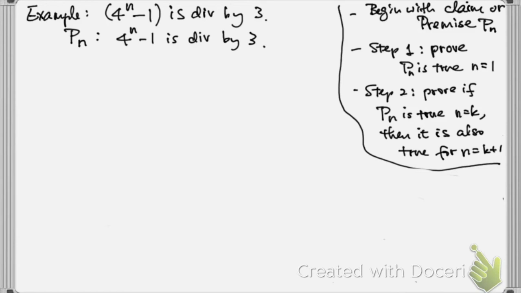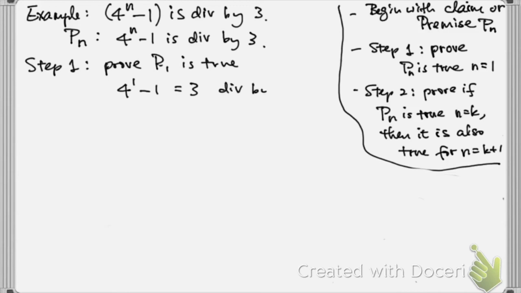So what are the steps? There are two steps. Step 1, as indicated to the right, is to prove that p sub n is true when n is equal to 1. Well, is it true when n is equal to 1? Well, let's see, 4 to the power of 1 minus 1, that is equal to 3. And obviously, that is divisible by 3. So therefore, p sub 1 is true.